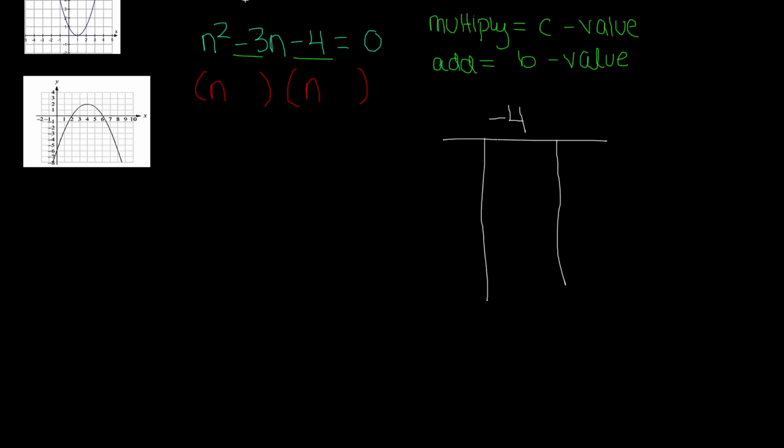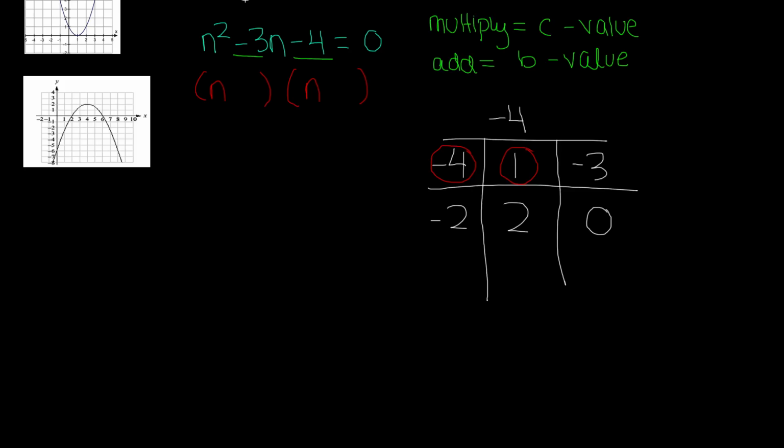Let's say that we know that the multiples of 4 are 4 and 1, and then we have 2 and 2. So in order to get a negative 3 when you add them, the larger number has to be negative. So in this case, the 4 will have to be negative, and when you have 2 and 2, one of them has to be negative. When you multiply negative 4 times 1, it gives you negative 4, and when you add it, you get negative 3. When you multiply negative 2 by 2, it gives you negative 4, and when you add it, you get 0. And so obviously, we're going to have to do negative 4 and positive 1, since negative 4 times positive 1 gives you negative 4, and when you add it, you get negative 3.